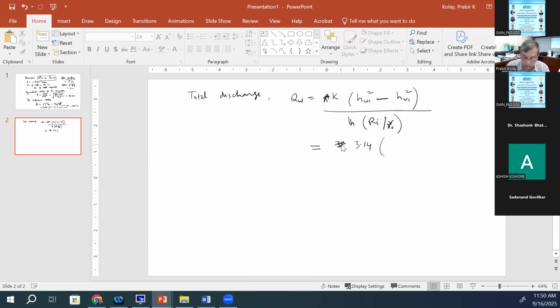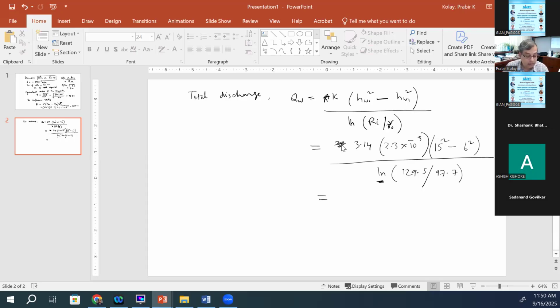Times k, which is given as 2.3 times 10 to the power minus 5, times 15 squared minus 6 squared, divided by ln of Ri over R naught. Ri is the radius of influence that we already calculated, 129.5. R naught is the equivalent radius we calculated already, that is 97.7 meter. The only thing is that the ln is base e, so you can calculate that.